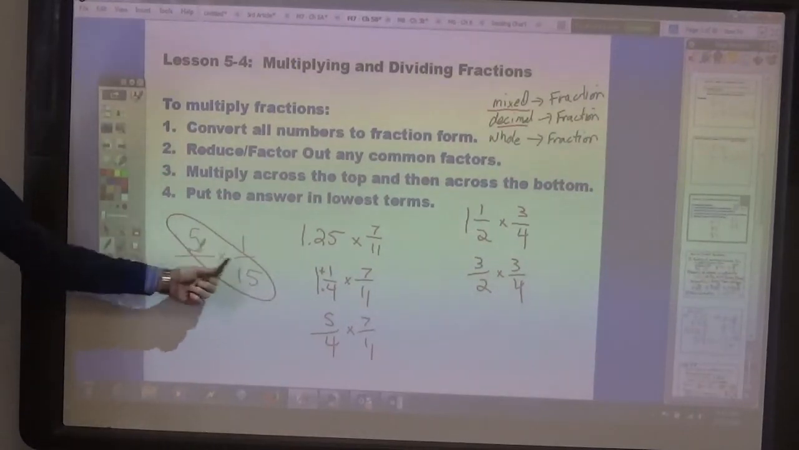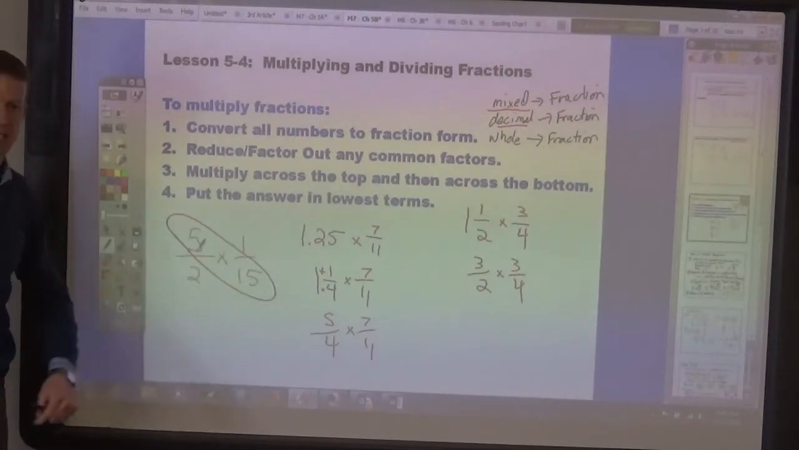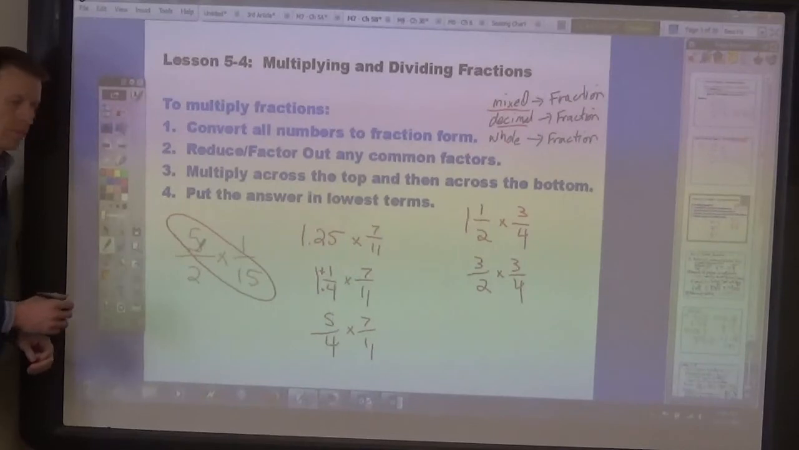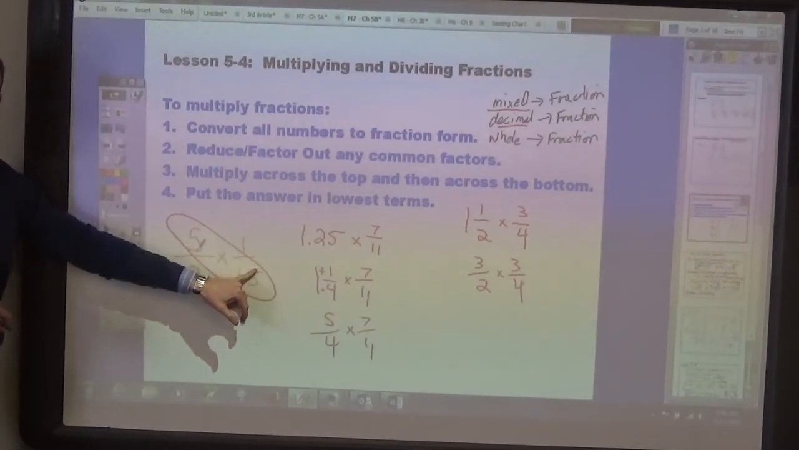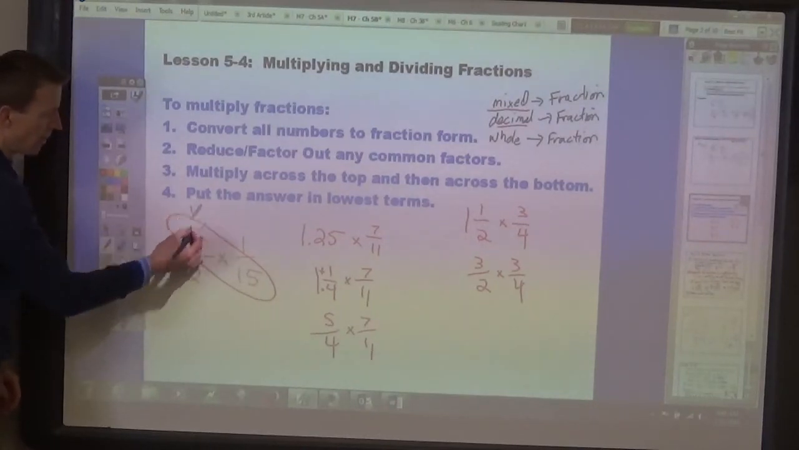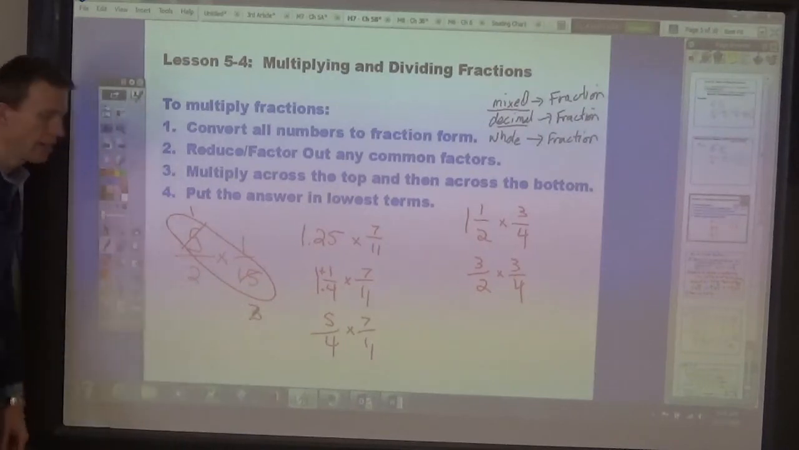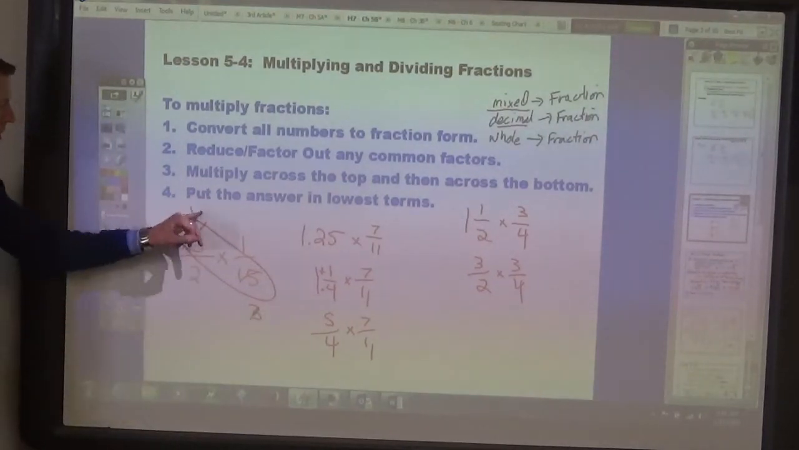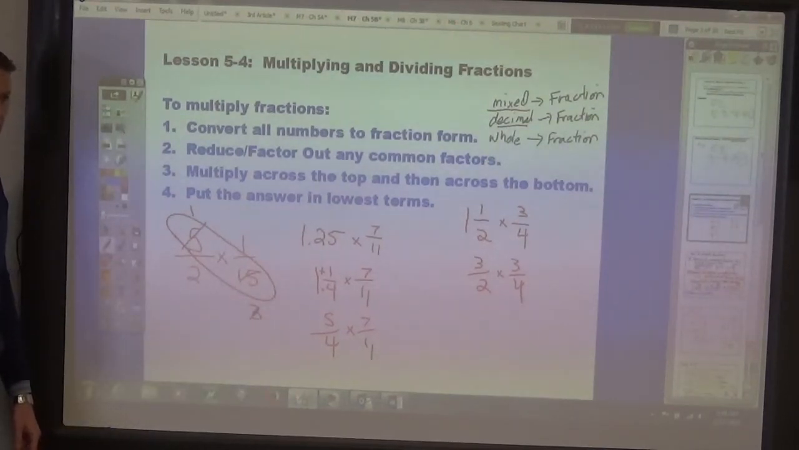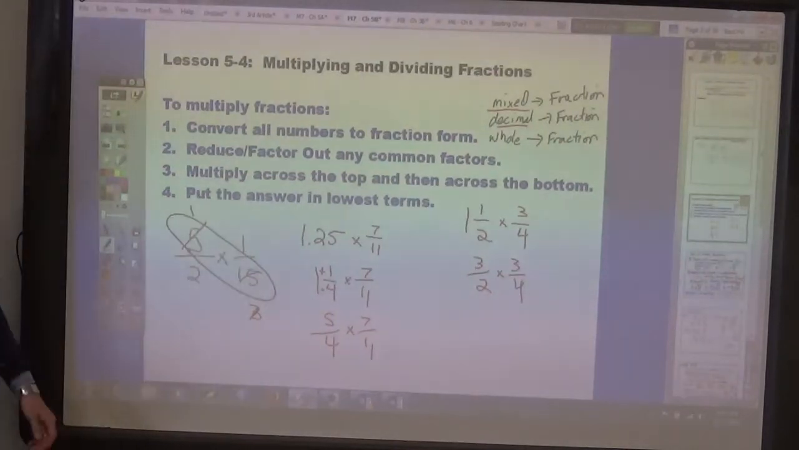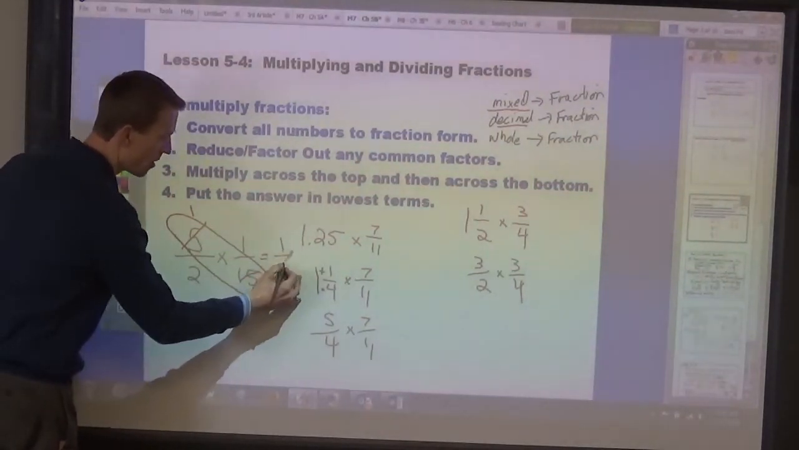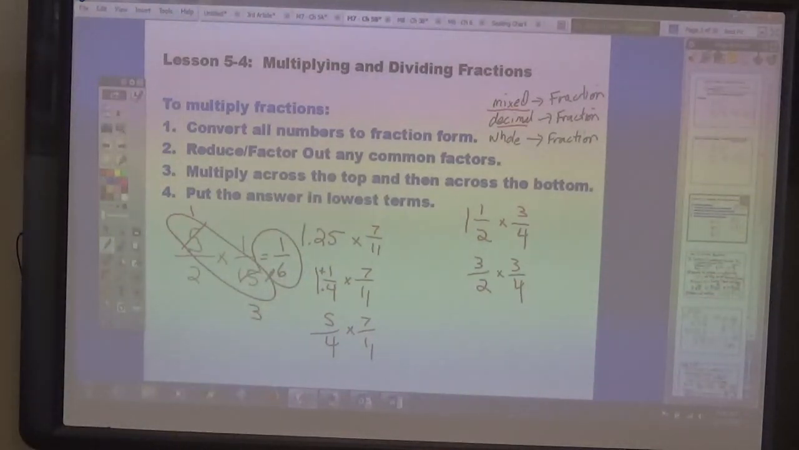So 5 and 15 have a common factor, right? How can we reduce 5 and 15? So you would reduce the 5 to 1 and the 15 to 3? Yeah, we take out the 5s out of both of these numbers. This is 5 times 1, this is 5 times 3. Then once we take out the common factors, now you can multiply. When you're multiplying fractions, you multiply across the top, and then multiply across the bottom. Or multiply the numerators, and then multiply the denominators. 1 times 1 is 1, 2 times 3 is 6. Okay? Any questions on that?